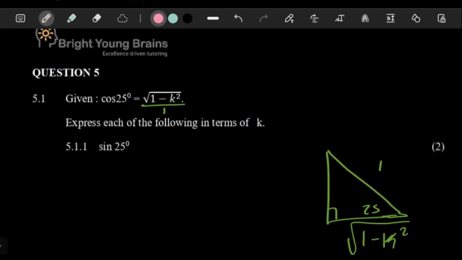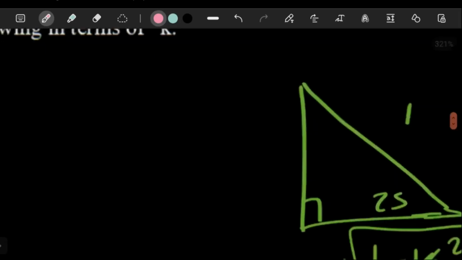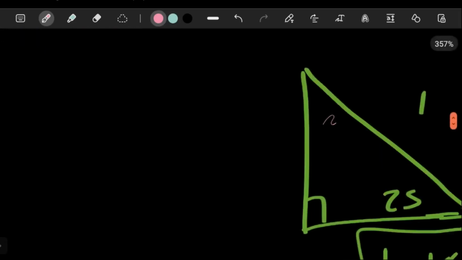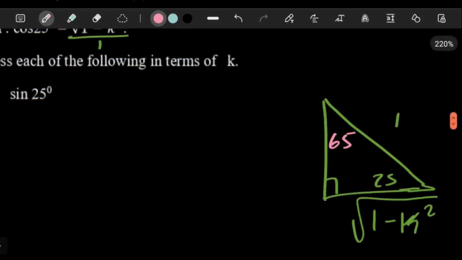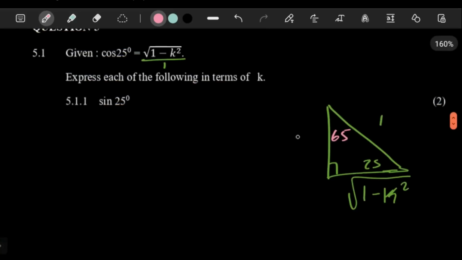The other thing you always need to try and do is to get all the angles of your triangle and get all the sides. So the angles is easy because here, it's going to be 90 minus 25. The angle here, you can see it is just going to be 65. And then the value here, you can just label it y.